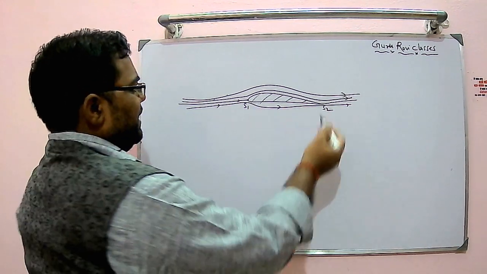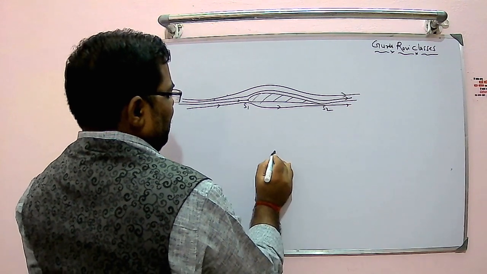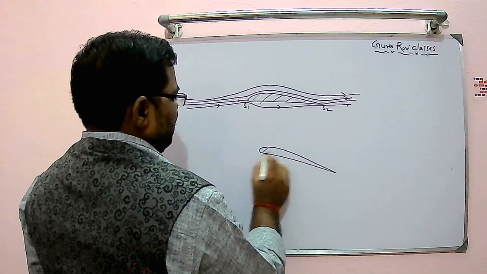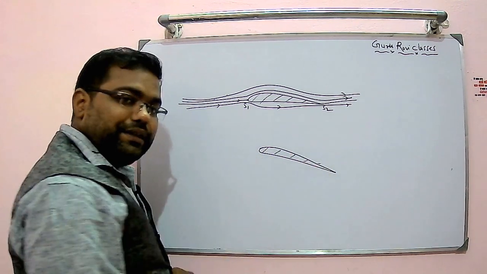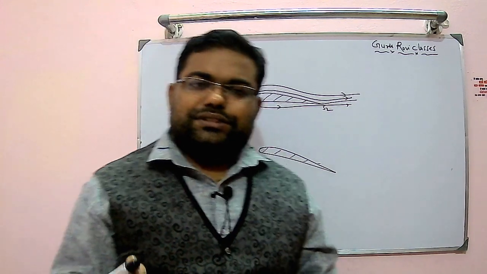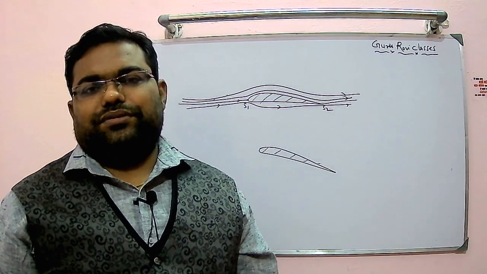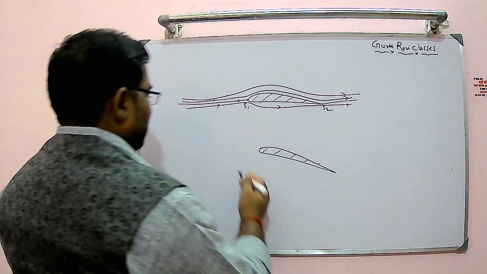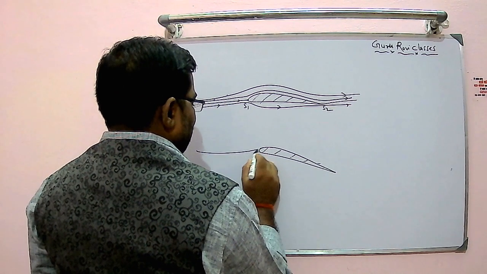If I am changing the angle now, this was at 0 degree, now I am changing the angle. So if I change the angle like this, now the situation will be entirely different, right? By changing the angle, I am creating a disturbance to the flow, and it will induce circulation in the system. So now you look at the scenario. Now the scenario will be something like this.